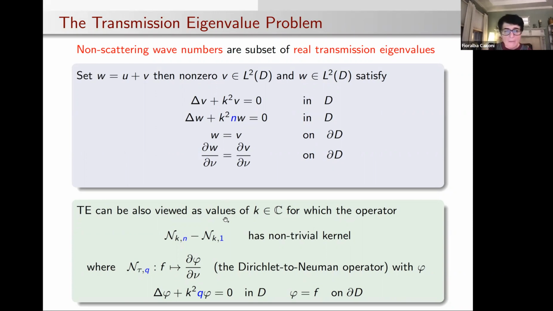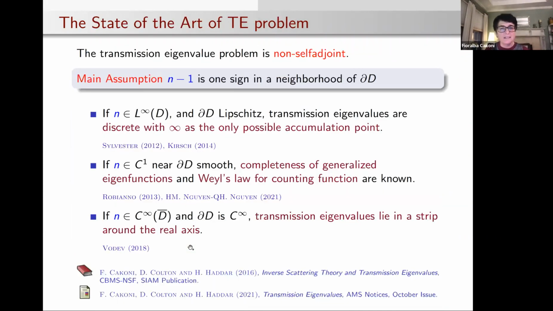Otherwise, you can look at this problem as finding the kernel of the difference of Dirichlet to Neumann operators, one corresponding to q equal to one and one corresponding to q equal to n. So that is another way to formulate this problem. You can see here that the Dirichlet to Neumann operator for each q is elliptic. However, the difference here is not going to be positive definite anymore, up to a compact perturbation. So the problem is really interesting, and this is what makes it non-self-adjoint.